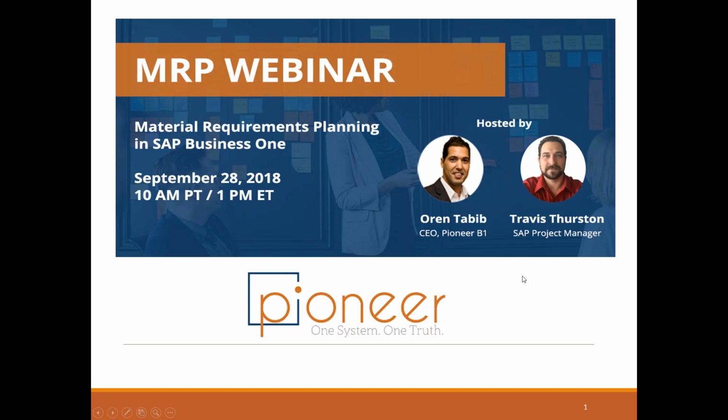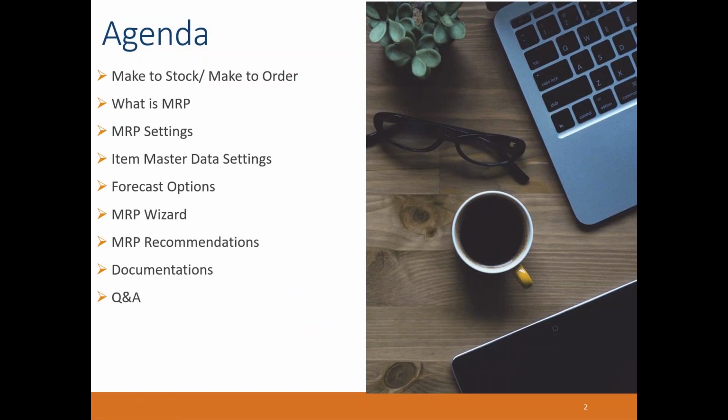Let's see what our agenda is today. First, we're going to look at make to stock and make to order. What are the two options within SAP to automate the procurement and production planning? With that being said, we're going to focus on the MRP, material resource planning, what settings you need to do in order to get it enabled, either at a company level or in the item master data settings. We'll look at forecast options. And then we will go through the MRP Wizard and run a few runs of the MRP, see what recommendations we get, and execute them.